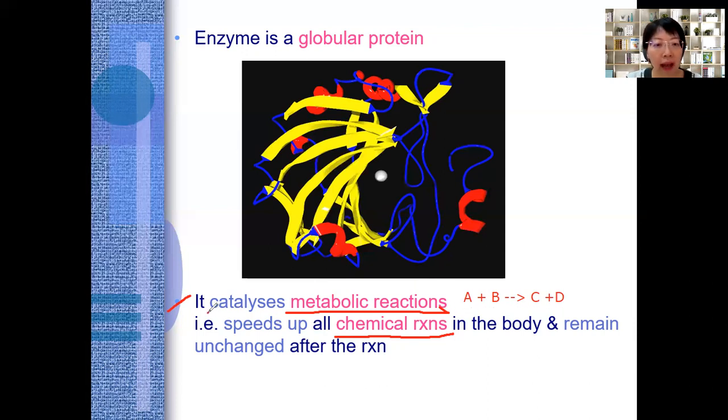So this word catalyze means what? Catalyze means to speed up. Okay, to speed up. So enzyme catalyzes metabolic reaction means enzyme speeds up all the chemical reactions in the body and remains unchanged after the reaction.